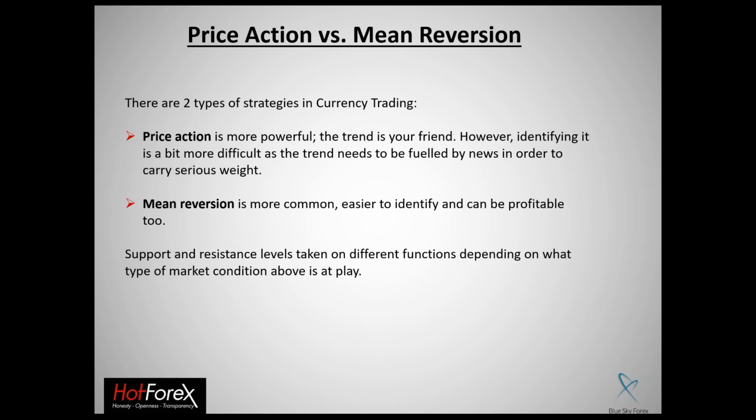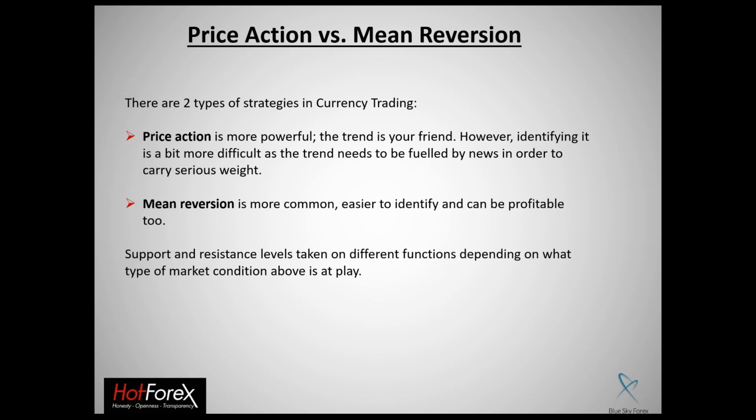So the two market types that you will come across is price action, aka trending market, which is more powerful because in order for the serious price movement to carry weight, in order for it to be tradable, the price movement needs to be fueled by significant news. Okay, so you might have heard the expression "trend is your friend," which is generally true, and identifying the trend, a proper trend, is a bit more difficult than a mean reversion market type because, as I said, it needs to be fueled by news, and you will need to be up to date. What news actually can move the markets, and what news are significant enough?